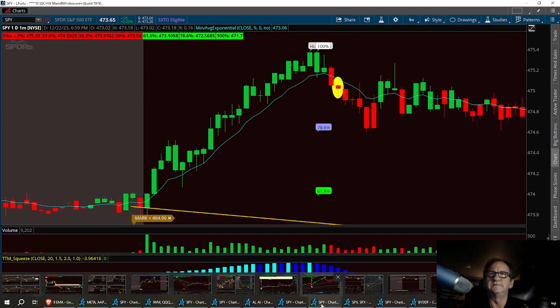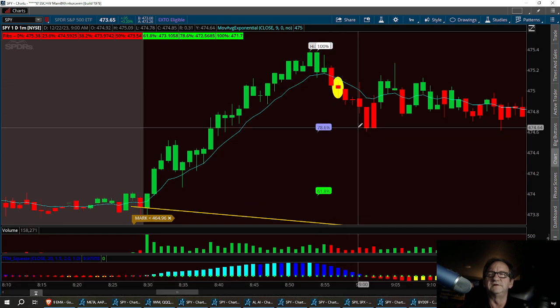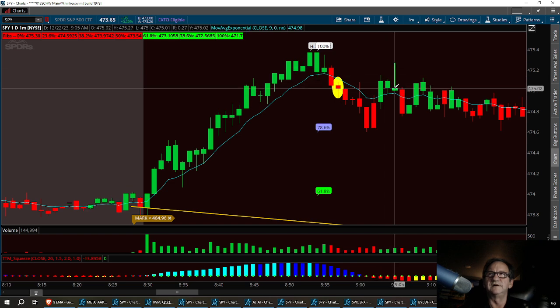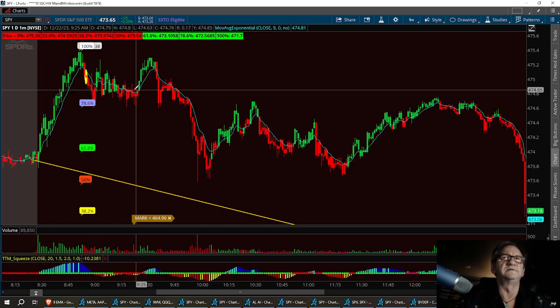Exit idea. Maybe then you notice again a tweezer bottom. We break above the 9. Then you got that big ugly candle right there. You don't want to stay in that, because that could be a downfall.